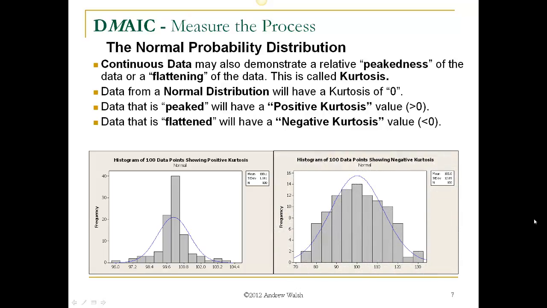And data that is flattened will have a negative kurtosis. As you see, the data is distributed around 100, out to 120 and down to 80. Quite a lot of it is shared in those bins. So it does look like it's normally distributed, just flattened out a bit.